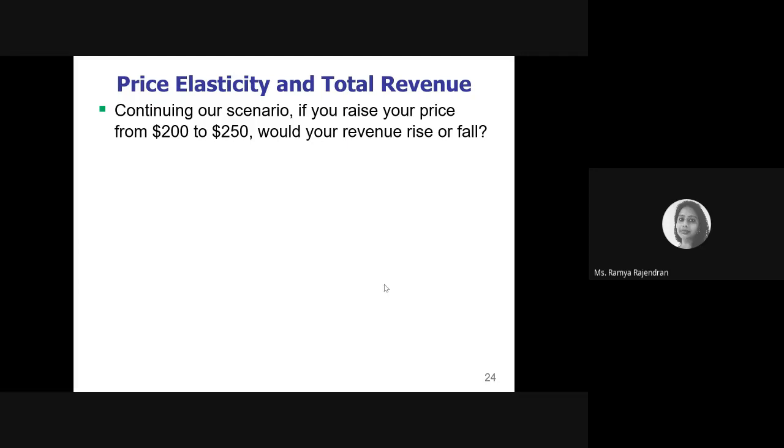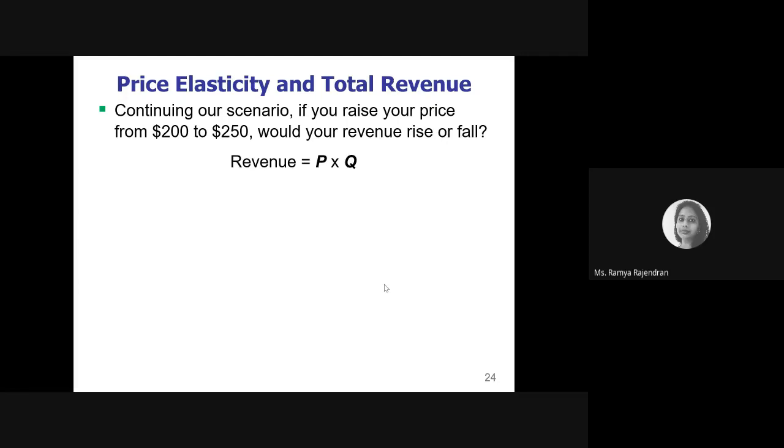Okay, let's see what happens to the revenue when there is elasticity in the price. We have been discussing the same example. The price for designing a website is increasing from $200 to $250. So we are increasing the price, but I'm not sure whether it will affect the quantity. And what happens if it affects the quantity? Whether my revenue will increase or fall. Let's see that.